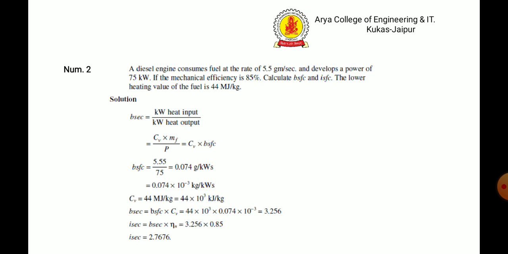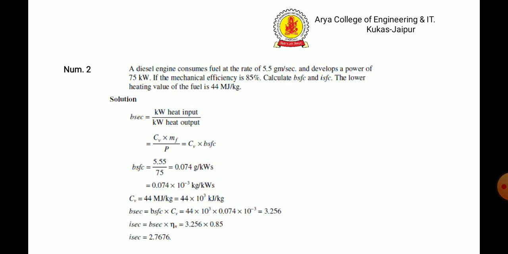Next question. A diesel engine consumes fuel at a rate of 5.5 gram per second. So it is the mass of fuel consumption and develops a power of 75 kilowatt. So it is the amount of power. If the mechanical efficiency is 85%, calculate brake specific fuel consumption and indicated specific fuel consumption, and the lower heating value of fuel is 44 megajoule per kilogram.